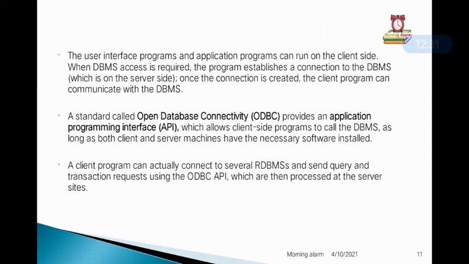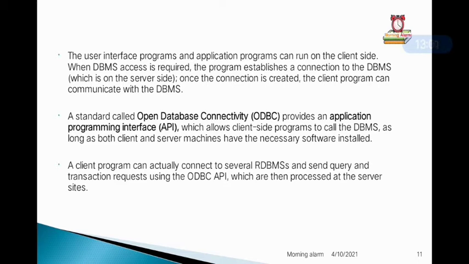In this type of architecture, the user interface programs and application programs can run on the client side. When DBMS access is required, the program establishes a connection to the DBMS, which is on the server side. So whenever the client side needs some access, it has to be connected to the server side. Once the connection is created, the client program can communicate with the DBMS.